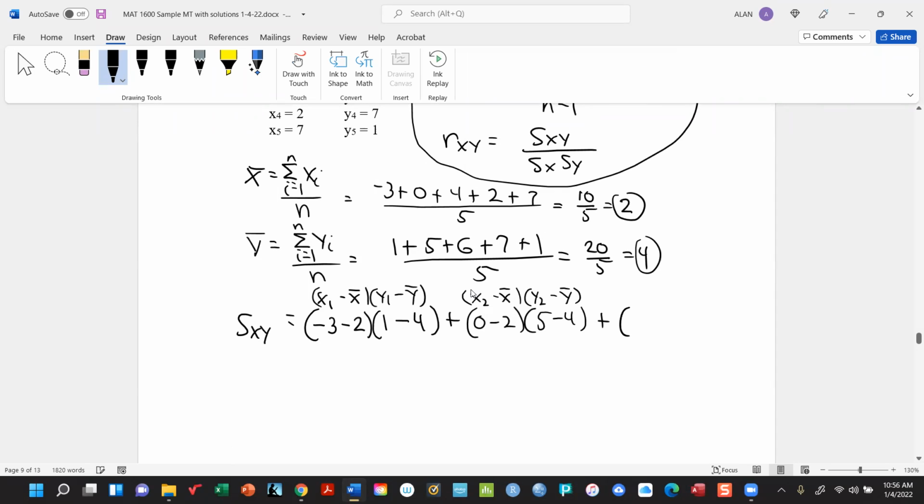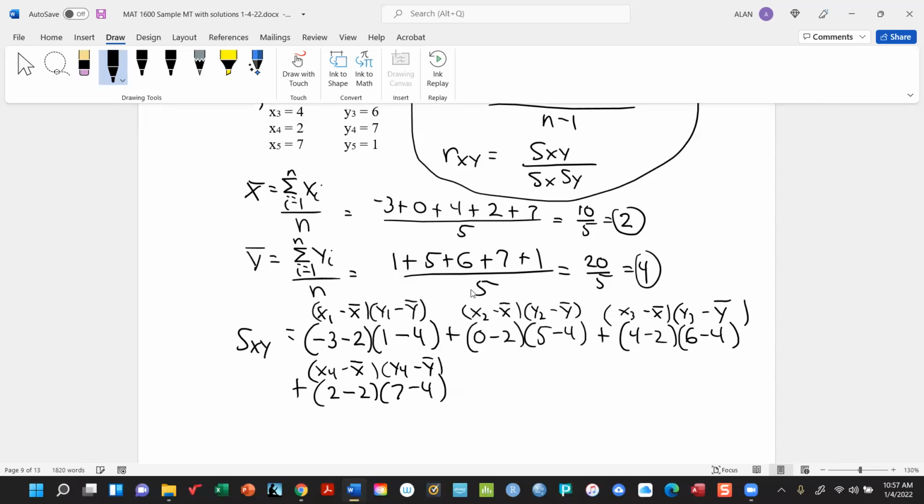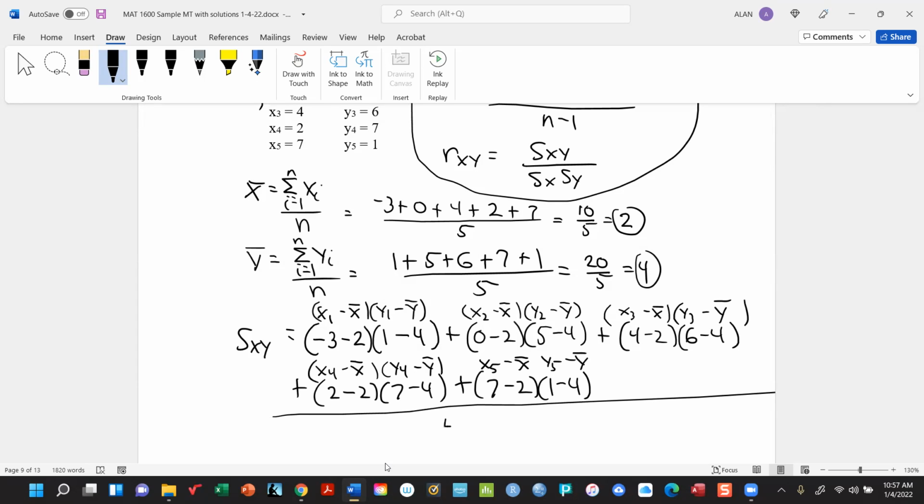So let's see, the third one is 4 minus 2, 6 minus 4, and then there's still 2 more. For the 4th, 2 minus 2, 7 minus 4. And then we have to go to the 5th row, 7 minus 2, 1 minus 4. X5, and then Y5 minus Y bar. Finally, after all that, we divide by 5 minus 1.